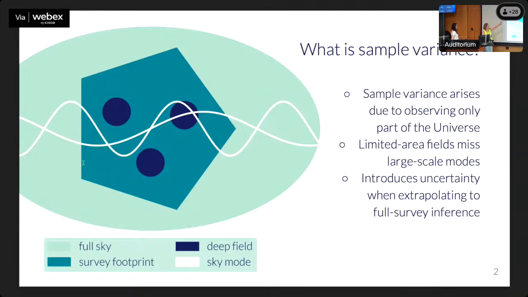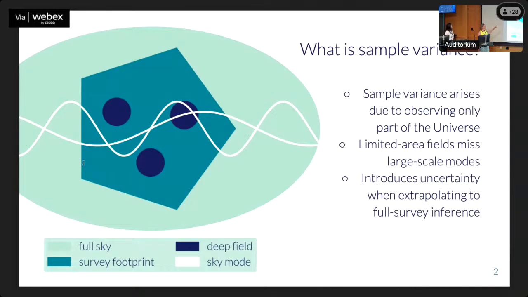So let's say that this minty green background is the full sky, and then we have a survey patch or footprint that looks like this pentagon. And then you have your deep fields that are these three darker blue circles. So you see that the footprint is not, of course, covering the whole sky. So that's the first problem.